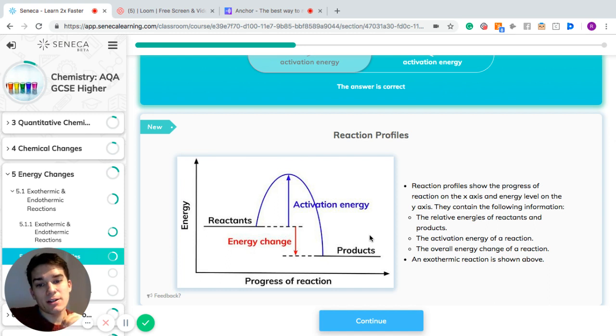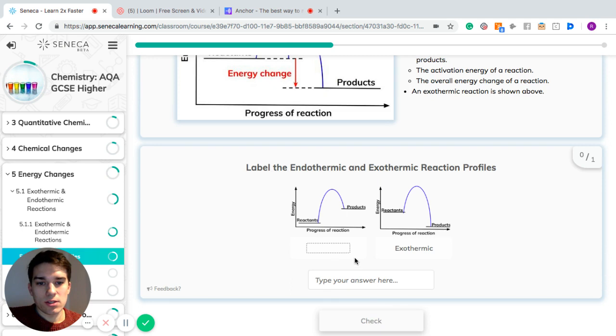In a reaction profile, if the product's energy is lower than the reactant's energy, then the reaction will be seen as exothermic. So you can also see reactions as endothermic, and in endothermic reactions, the energy of the products will be higher than the energy of the reactants. So that is what we call an endothermic reaction.